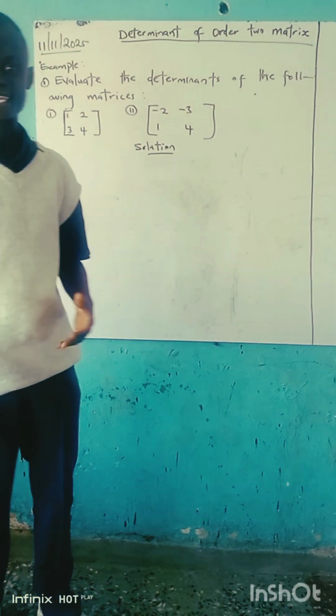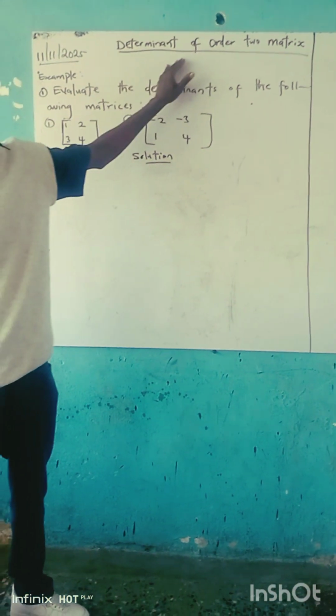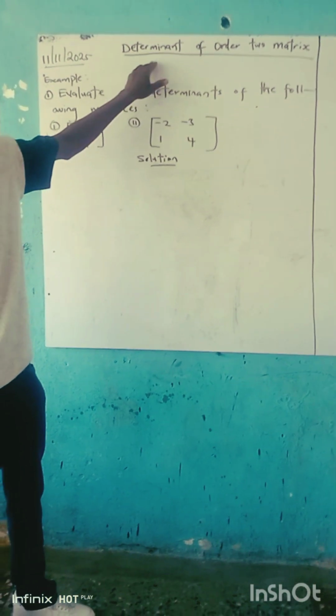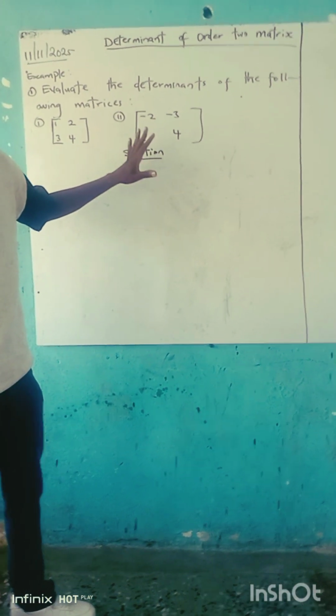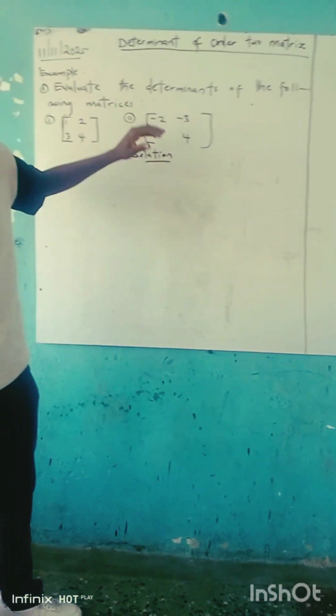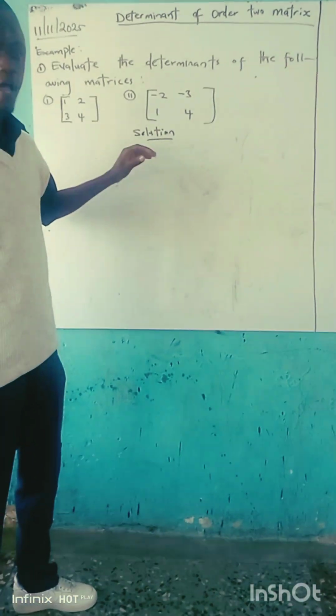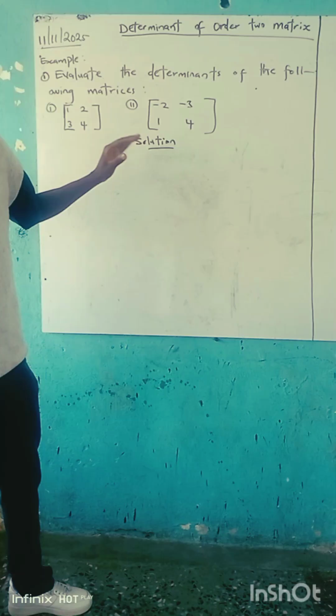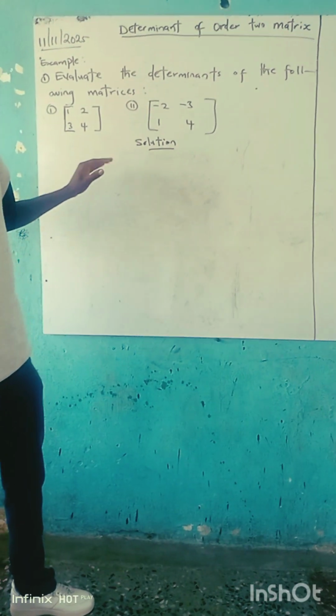But before we forge ahead, what are determinants? If we are asked to calculate determinants, what are determinants themselves? Now, determinants are numbers, or special numbers, that can be gotten from a square matrix. They can be easily calculated from a square matrix.